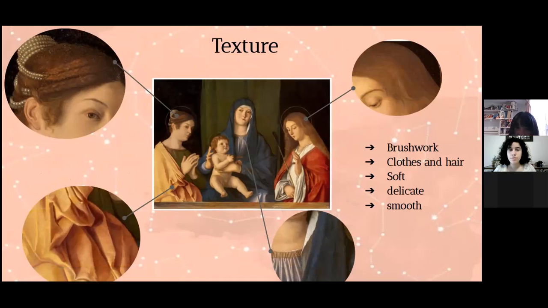The brushwork used can give a real-life texture. For example, the clothes are clean and ironed, the hair that is braided or wavy, and also the pearls, all of them being soft, delicate, and smooth.